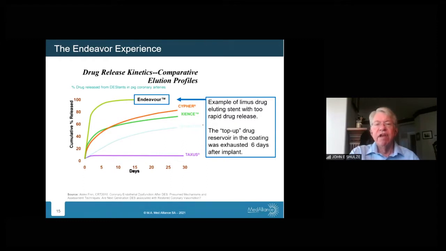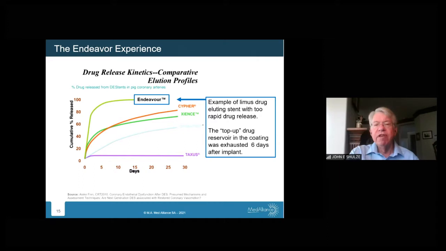You may recall the Endeavor stent, which was a Limus-coated stent which was unsuccessful in terms of controlling restenosis. And you can see the pharmacokinetic profile of Endeavor was just too fast. And that's why it did not continue to provide an extended release of drug over an adequate period of time to really treat the entire anti-restenotic cascade as described by Forster.